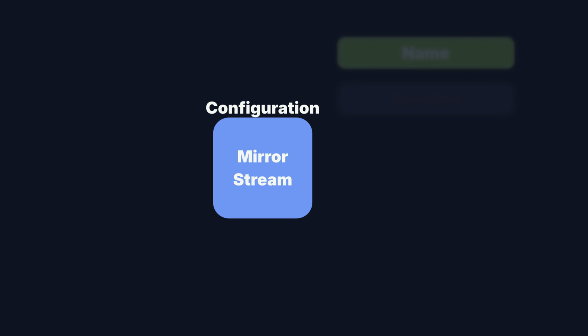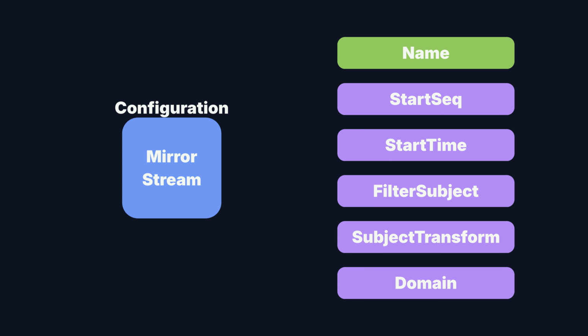When you're setting up a mirror, you've got several options. The only required field is the name field, the name of the stream you want to mirror. But you can also get fancy with some optional parameters. Start sequence lets you pick a starting sequence number if you don't want to mirror from the beginning. Start time does the same thing, but based on a timestamp. Filter subject narrows things down to just messages that match a specific subject pattern.